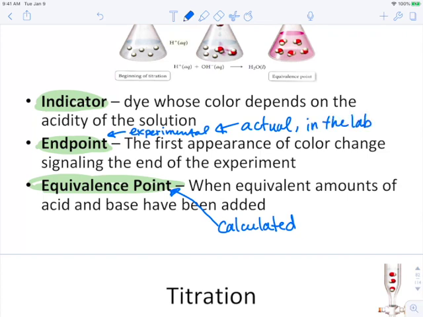So your endpoint depends on how good you are as a chemist, how good your eyesight is, all this great stuff. Oh, and I hear someone did this once and the dropper fell off and all the base fell into the solution. Wow, that must be shocking bright pink. That's very sad. Every once in a while that happens.